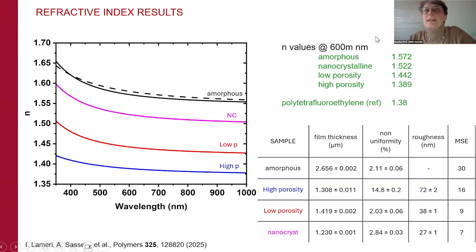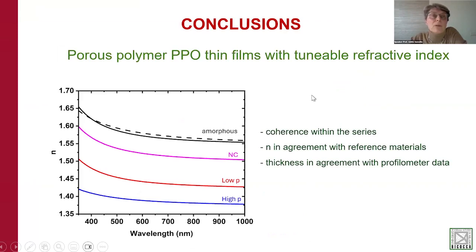To make a comparison, here I just listed the values at 600 nanometers. We have from amorphous to nanocrystalline to low porosity and high porosity, 1.57, 1.52, 1.44, 1.39. The best reference from the literature for low index polymers is polytetrafluoroethylene, which has 1.38 in the index of refraction at 600 nanometers. These are the parameters coming from the regression of the data, and I can come to the conclusion.